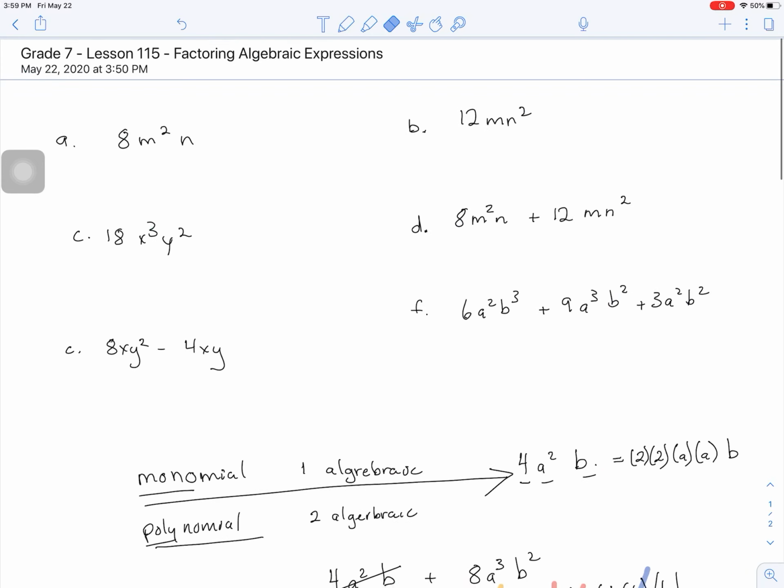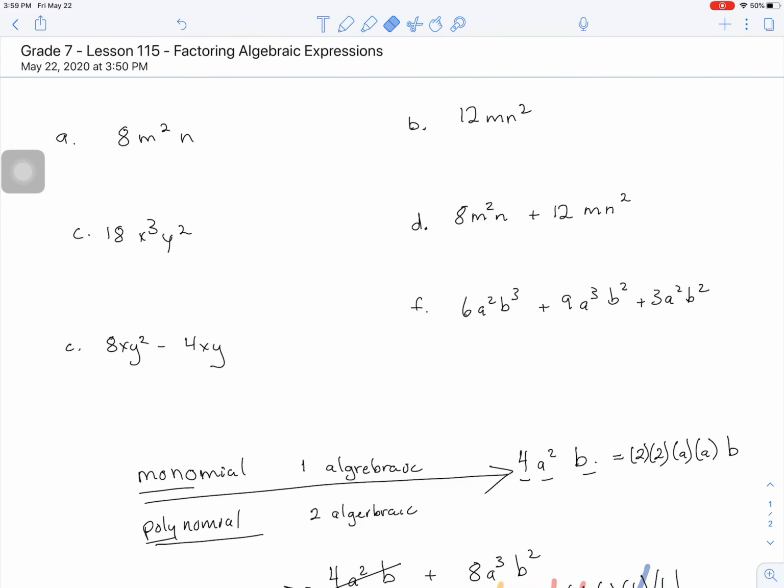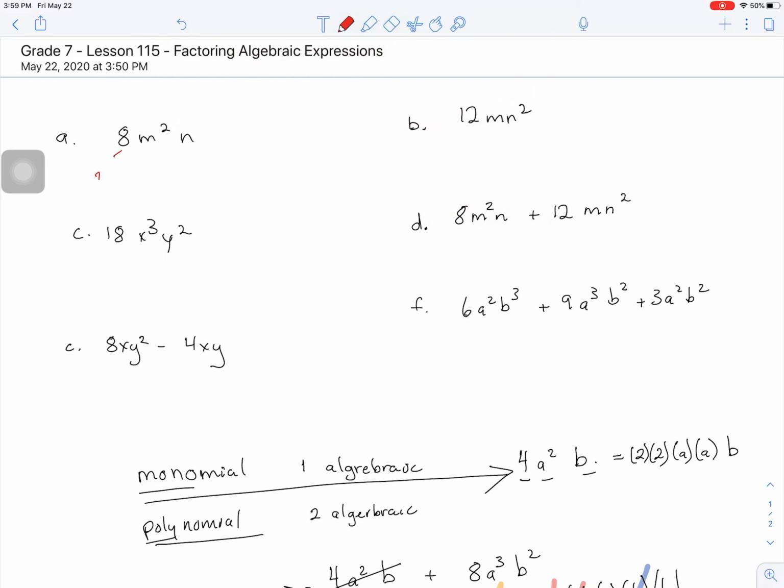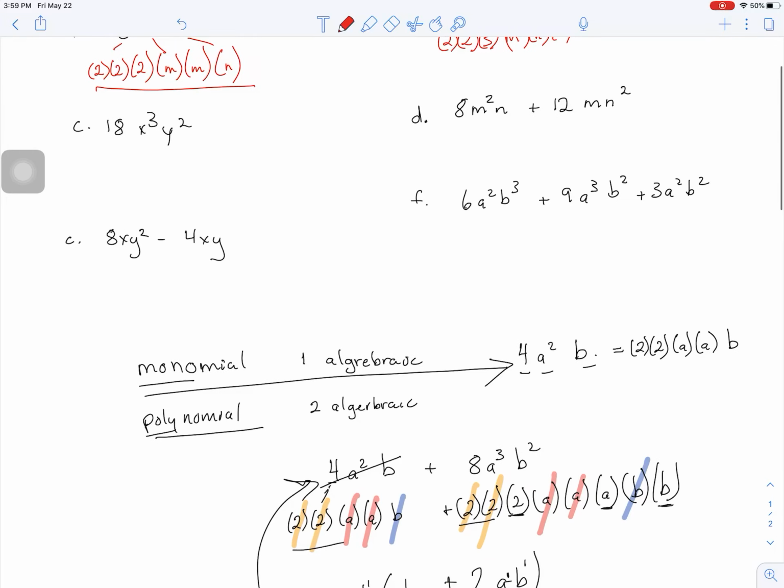So I'm going to walk through your lesson practice with you, and we're going to factor these algebraic expressions. So 8 boils down to 2 times 2 times 2. M is m, and n can carry on its own. That one's factored out. B, same sort of thing. 12 is 2 times 2, which is 4, times 3. And then we have an m, and then we have an n, and an n. We have factored that out.